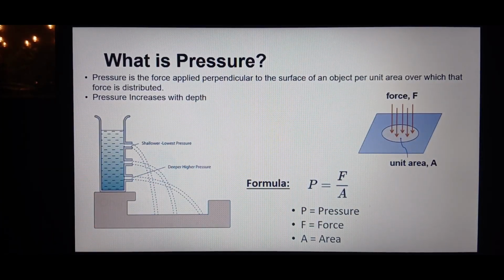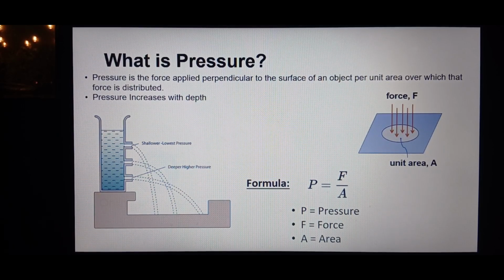So ask yourself, what is pressure? Pressure is the force applied perpendicular to the surface of an object per unit area over which that force is distributed. Pressure increases with depth.